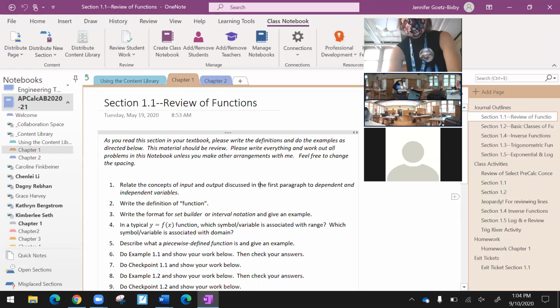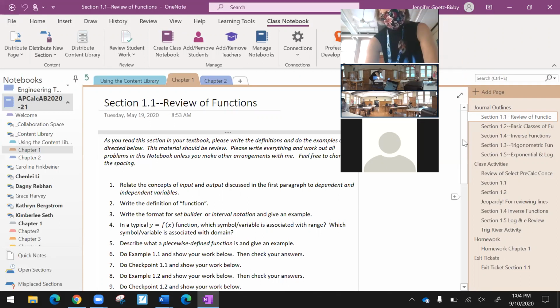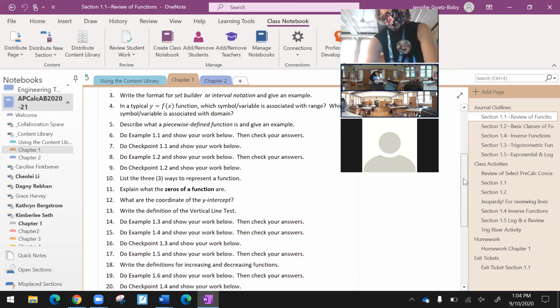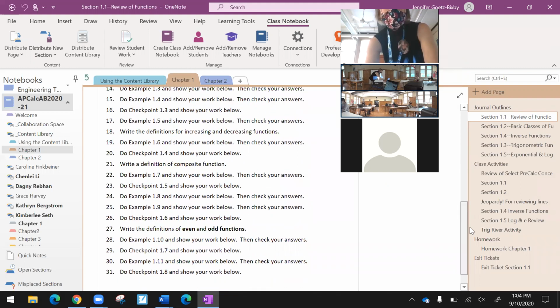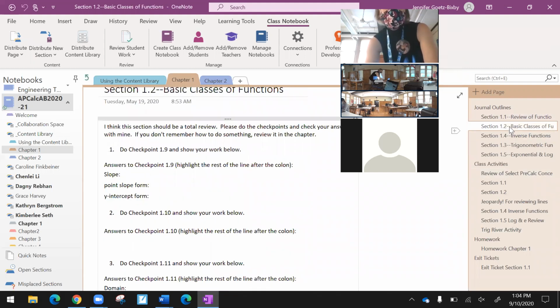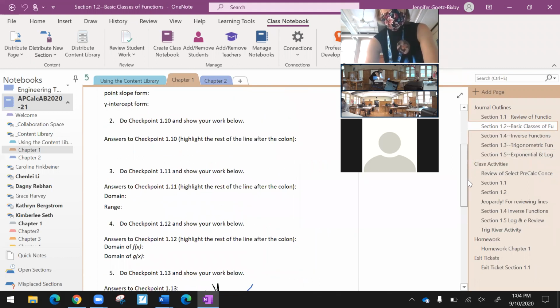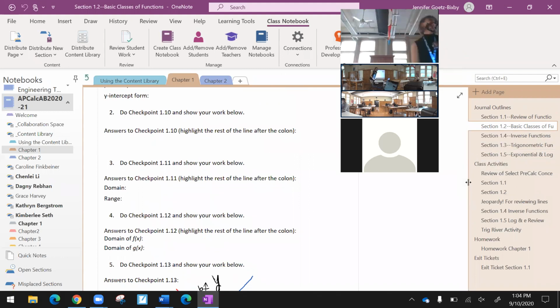This one is not as good as the others. Let me go to another one. There it is. So, there are examples that you do, and then they ask you to do a checkpoint. Okay? So you try to do the example, look at their answer, do the checkpoint. I gave you answers to the checkpoint.